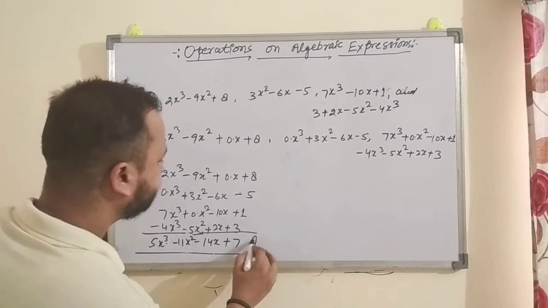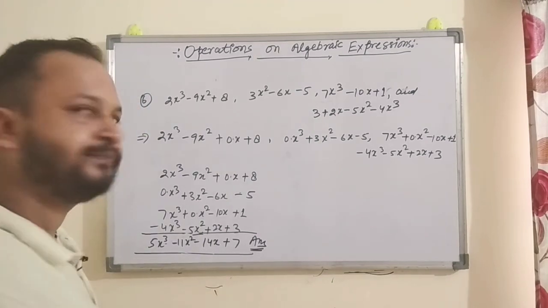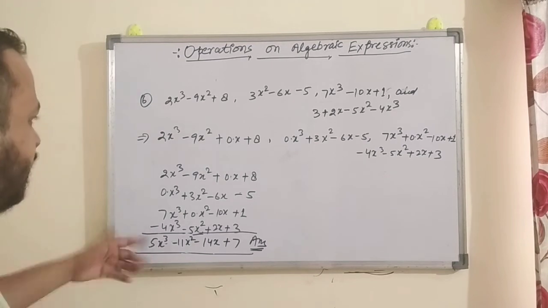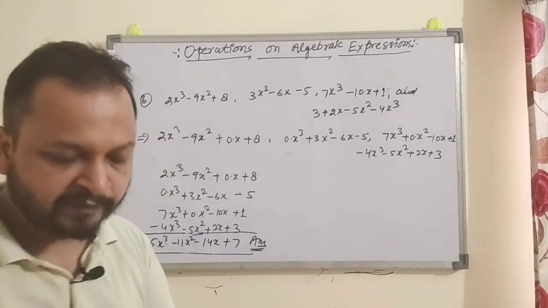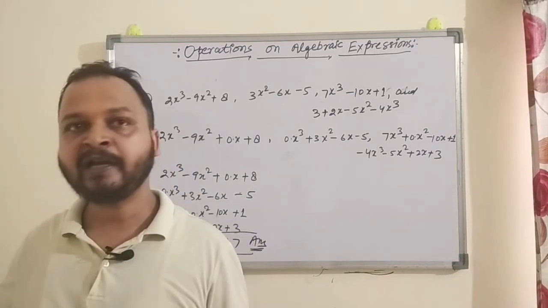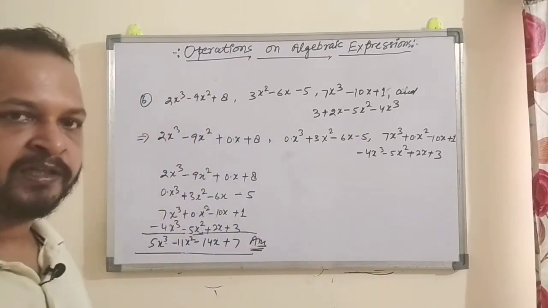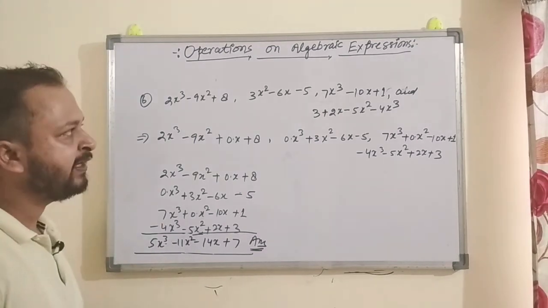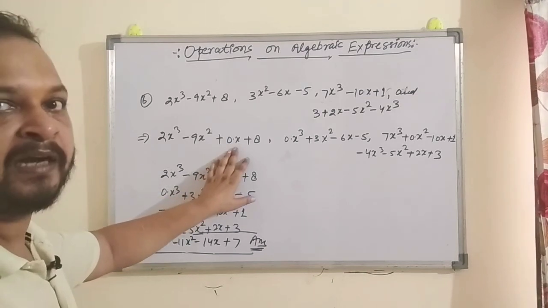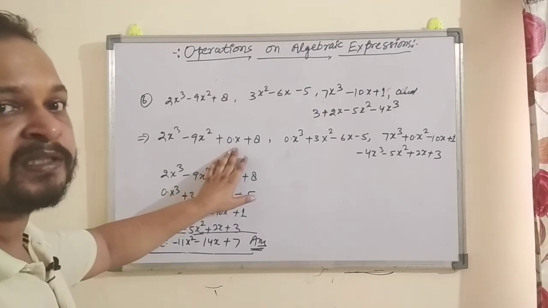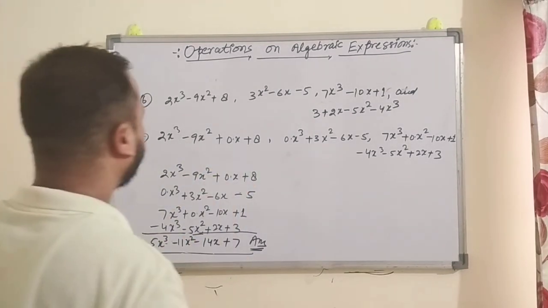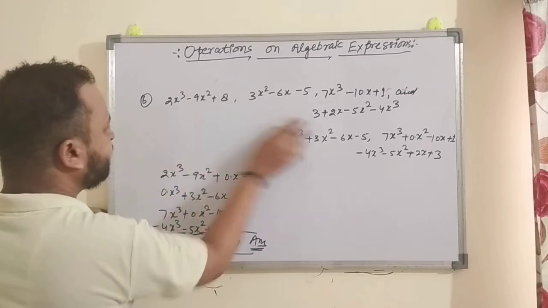So this is your answer, right? So this way we'll do addition. If the powers are given and they are not in an arranged manner, you have to arrange them into descending order. And if any term is missing, just write the coefficient as 0 and multiply that term, so that this also becomes 0, because 0 into something is 0.